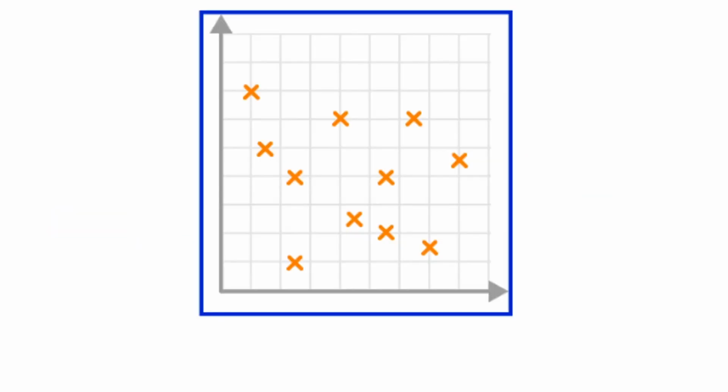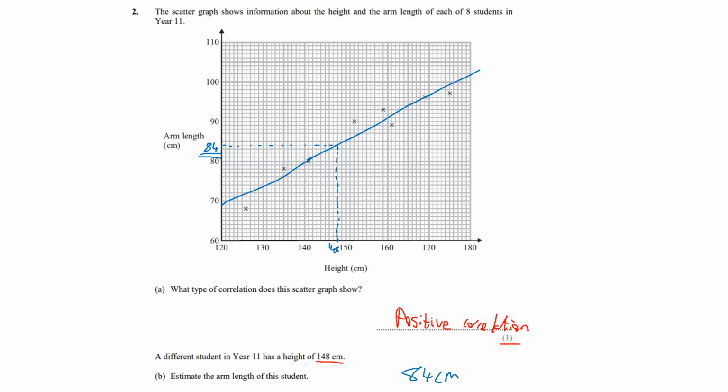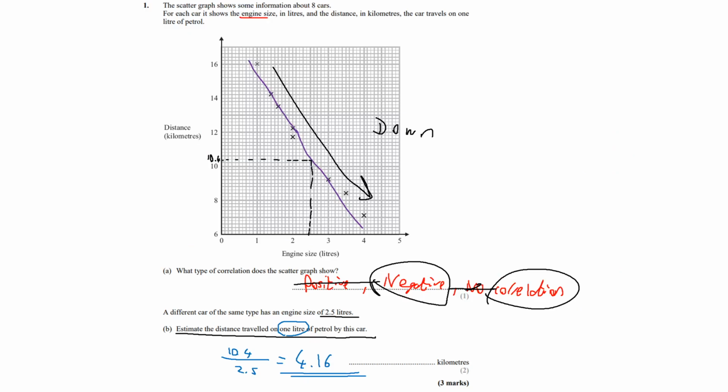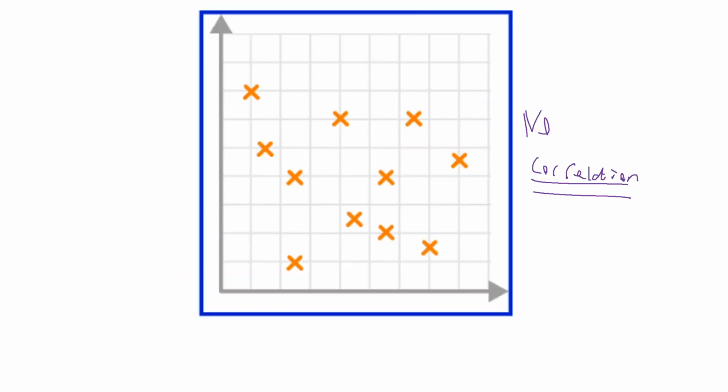What about this graph? In this graph, you can see that it's scattered all over. That is because there is no correlation. Okay? Does that make sense? So it's not going up like this example. It's not going down like this example. So therefore, there is no correlation.